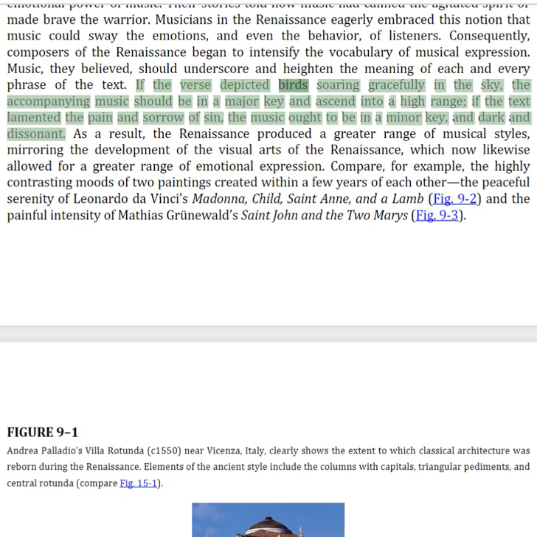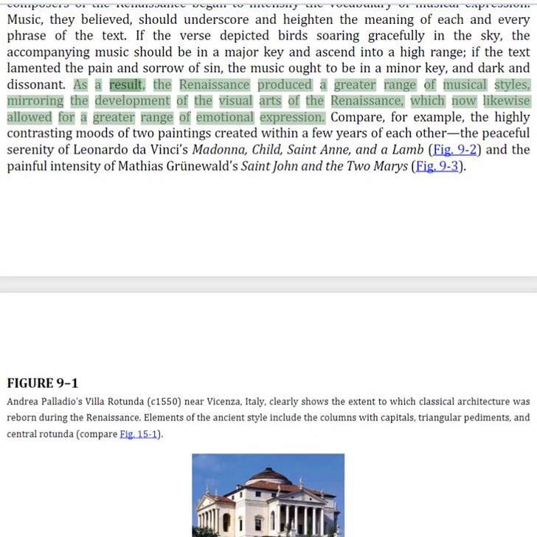If the verse depicted birds soaring gracefully in the sky, the accompanying music should be in a major key and ascend into a high range. If the text lamented the pain and sorrow of sin, the music ought to be in a minor key, and dark and dissonant. As a result, the Renaissance produced a greater range of musical styles, mirroring the development of the visual arts of the Renaissance, which now likewise allowed for a greater range of emotional expression.